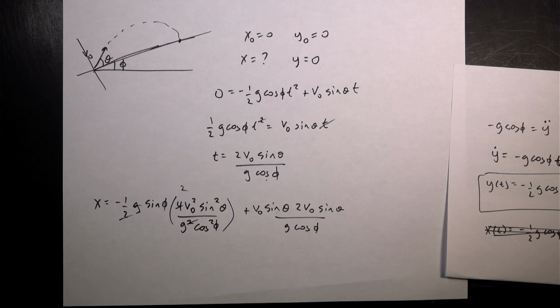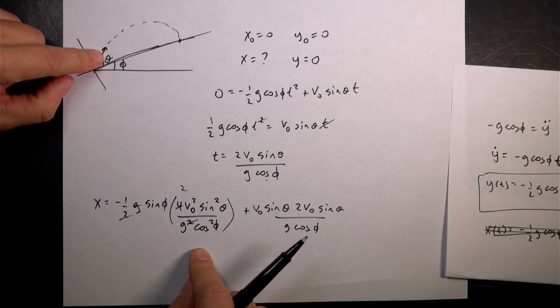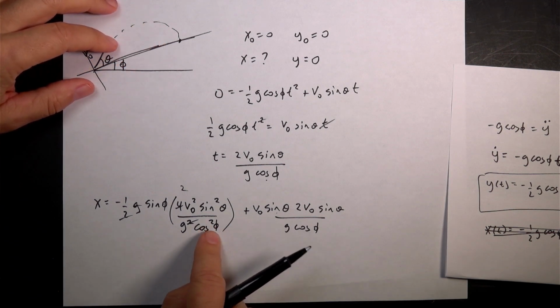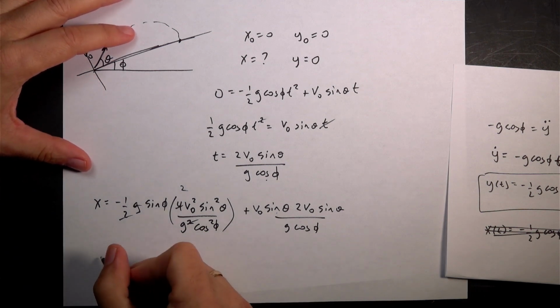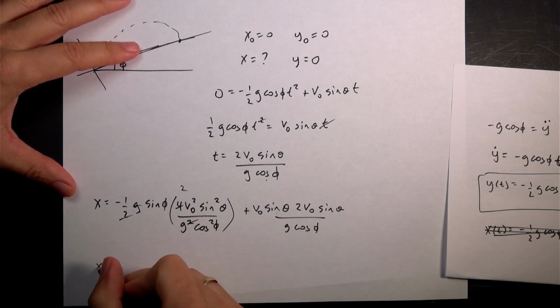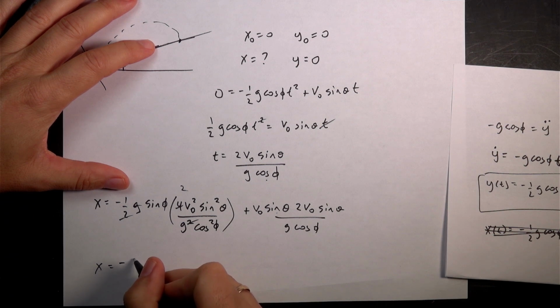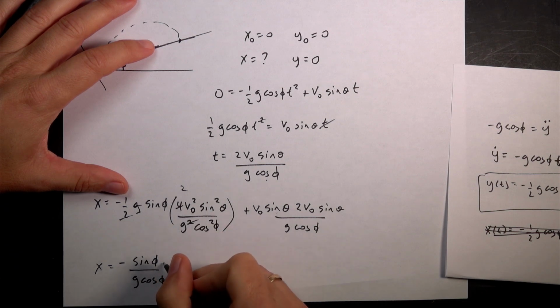But now I want to find the maximum range. I want to know what angle theta will make this go the farthest. So I want to do this as a maximum problem, so I want to change theta. Any of the cosine phi terms I don't care about. So let's see if we can rewrite this a little bit. X equals negative sine phi over g cosine phi. I'm just pulling all the non-theta terms out.